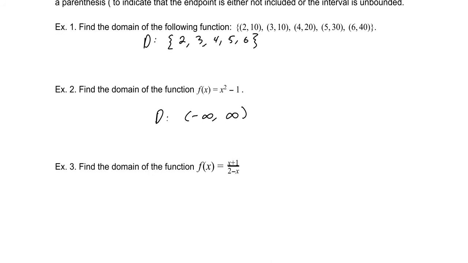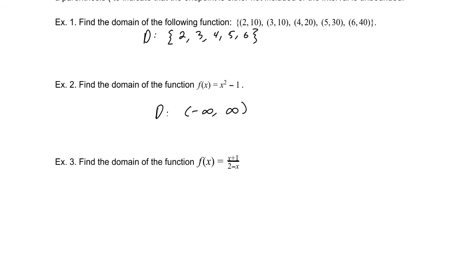No issues there. Example 3, find the domain of the function f of x equals x plus 1 divided by 2 minus x. We have a slight problem here because the only restriction that we could possibly have is not dividing by 0. Okay, so what value makes the denominator, 2 minus x, equal to 0? Well, x equals 2, which means our domain is going to exclude 2.